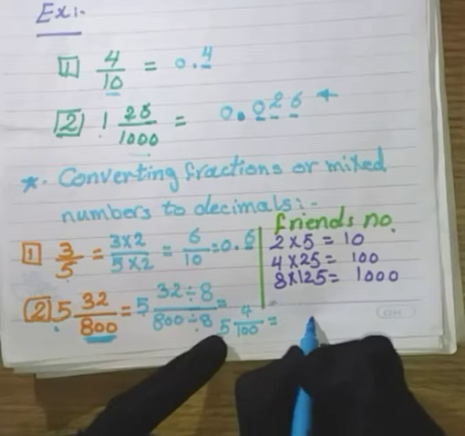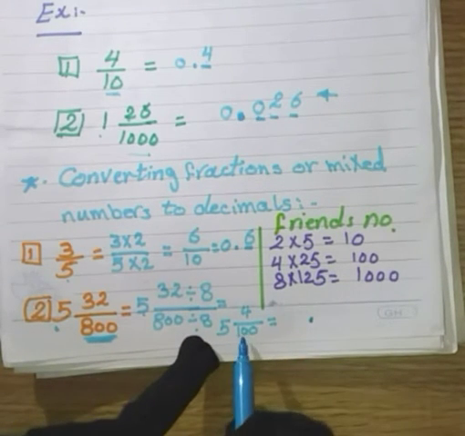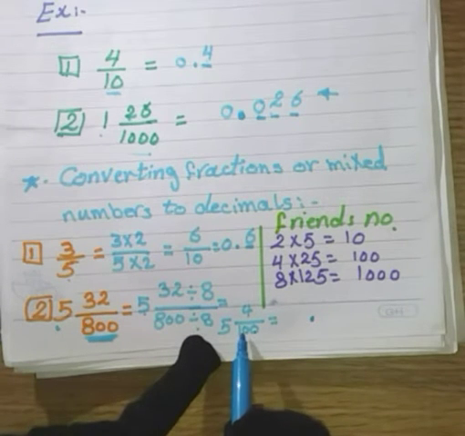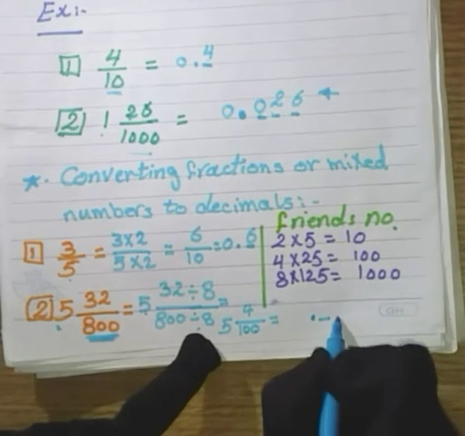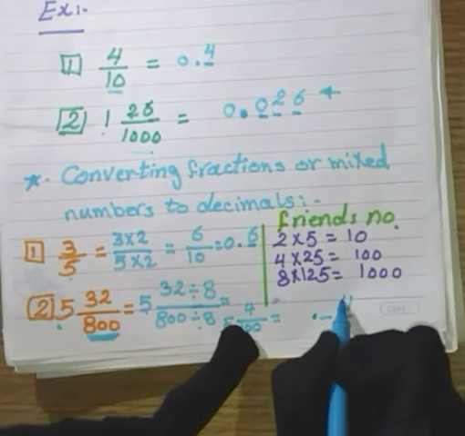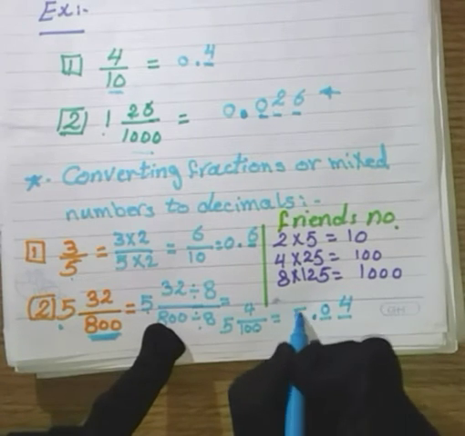Here is the decimal point. After the decimal point, how many places? According to the number of the zeros down. How many zeros do you have? 1, 2, so 2 places. 4. Here is 0 and here is 5.